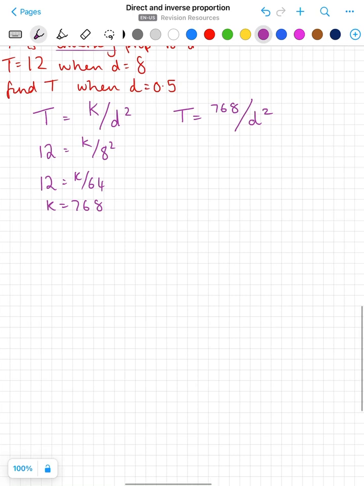Now we're on to our final step. Find t when d is 0.5. T equals 768 over 0.5 squared. Pop that into our calculator. And we get an answer of 3072.